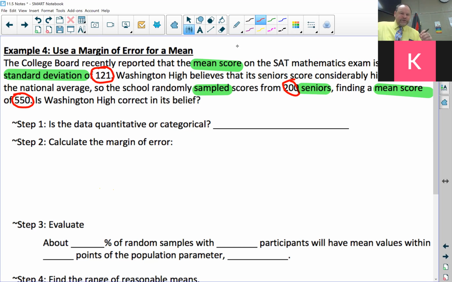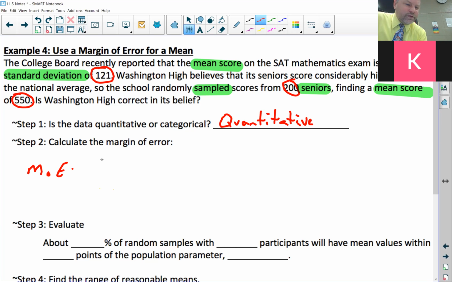So if this is quantitative, I should know or be able to find the standard deviation. And we're given the standard deviation here of 121. So I agree that this is quantitative. Because it's quantitative, our margin of error is going to be plus or minus 2 times the standard deviation divided by the square root of the number of students in our sample, in this case 200.